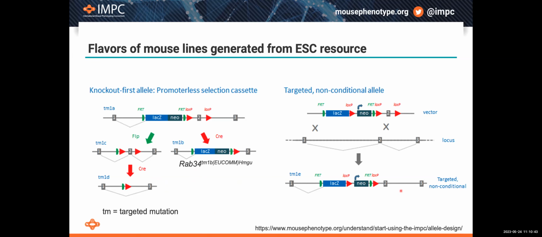So they've lost the conditional potential, but they're still targeted null potential. So these are some of the things you'll see in the ESL resource: A's and B's, and occasionally E's. C's and D's would be more investigator-driven lines of research.